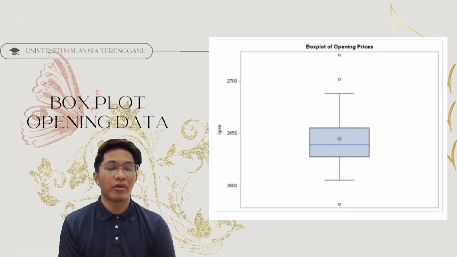This is the box plot of the opening price, and based on that previous 5 number summaries data, we can determine how to draw the box and whisker plot.